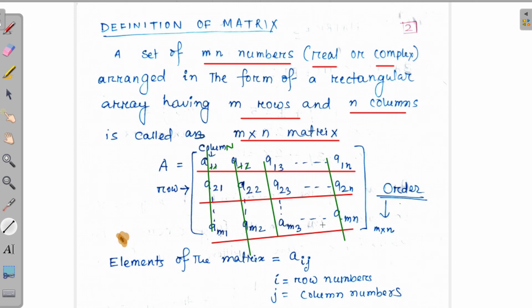and the number of rows and columns are generally written at the bottom right of the square brackets like m cross n. This is known as the order of the matrix. Again, in general, the elements of the matrix are generally written like this: Aij, okay, where i represents the row number and j represents the column number.